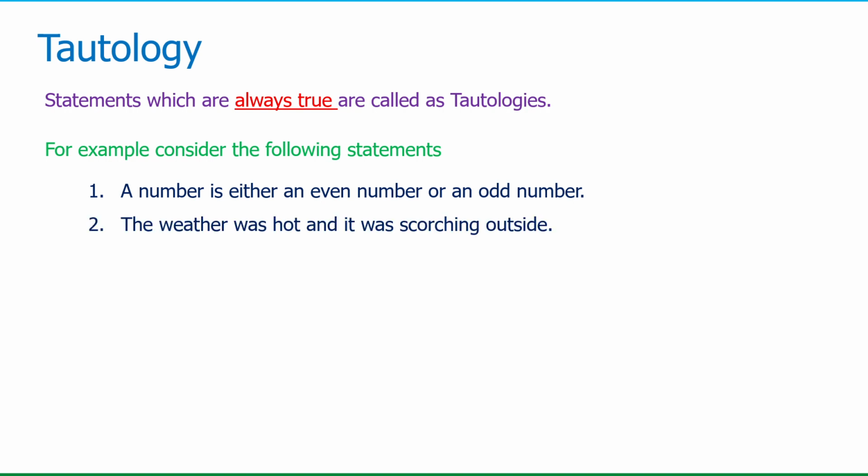The weather was hot and it was scorching outside. This statement is also a tautology because it is always true. Whenever the weather is hot, it will be scorching outside. That's why this statement is always true and hence it is a tautology.